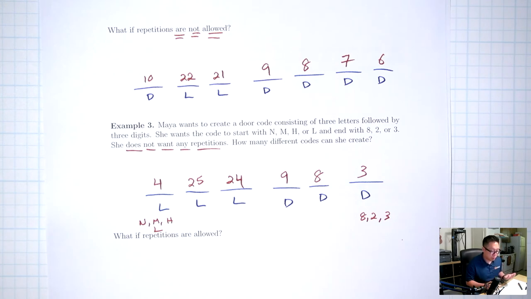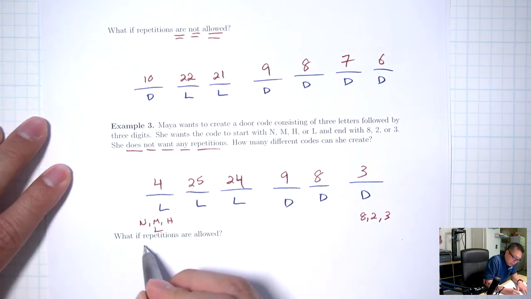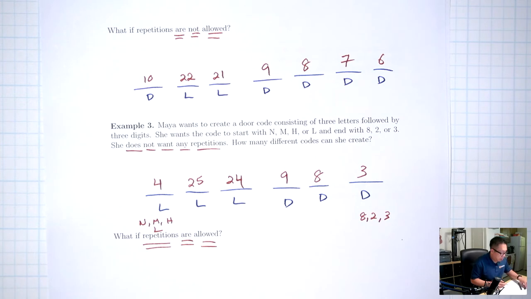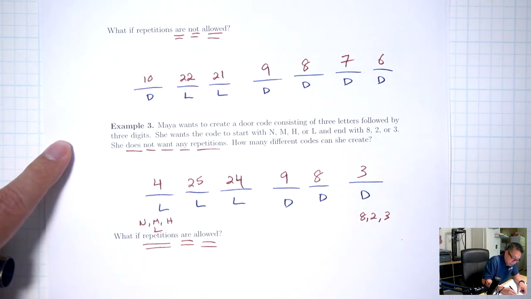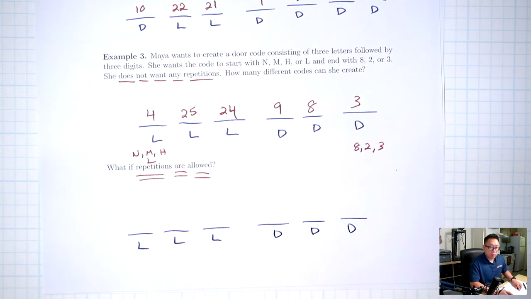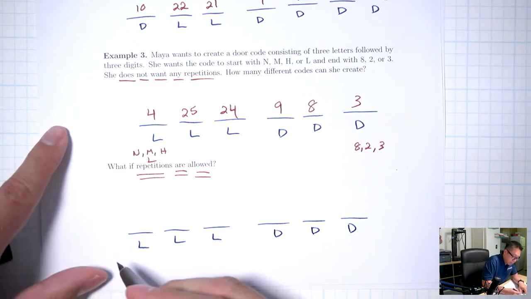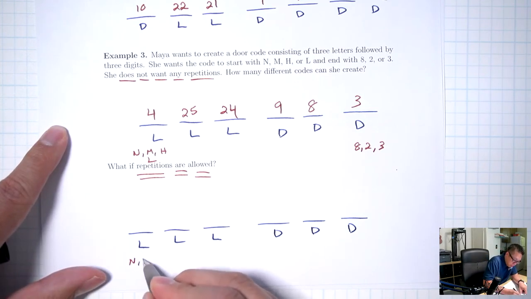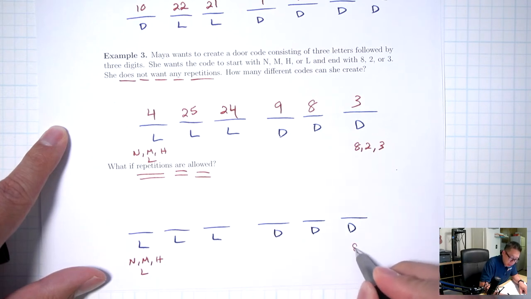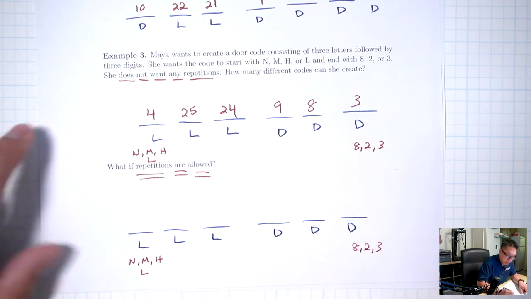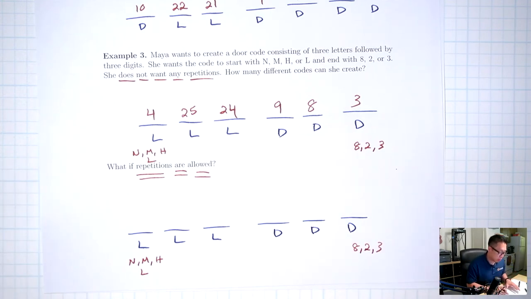Next part, what if repetitions are allowed? So let me recopy the blanks. So 3 L's and 3 D's. First L needs to be N, M, or H. N, M, H, or L. And last one needs to be 8, 2, or 3. Hey, just like before, I'm going to fill in the most restricted blanks first.